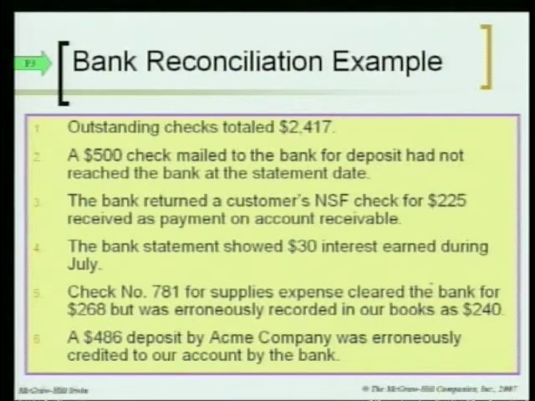Now, they give us some information here. And we're going to have to move through this somewhat quickly, so bear with me. You can look at it a little bit later after class. Outstanding checks total $24.17. There's a deposit in transit in regards to a $500 check that we mailed to the bank and it had not yet reached the bank at the bank statement date. That's a DIT, deposit in transit. There's a bounced check for $225. The bank says that there's $30 interest that we didn't know about that we earned during that period. Here's an error we made. Check number 781 for supplies expense cleared the bank for $268, but we mistakenly recorded in our book as $240. And lastly, a $486 deposit by Acme Company, which is not us, was erroneously credited to our account by the bank. Okay?